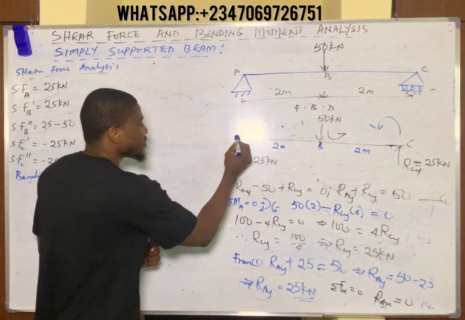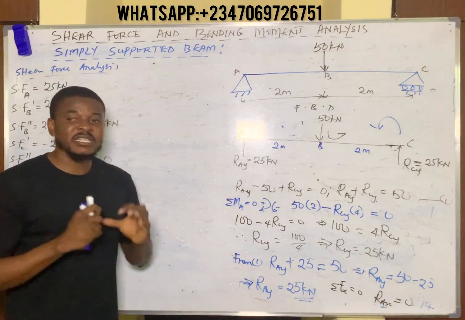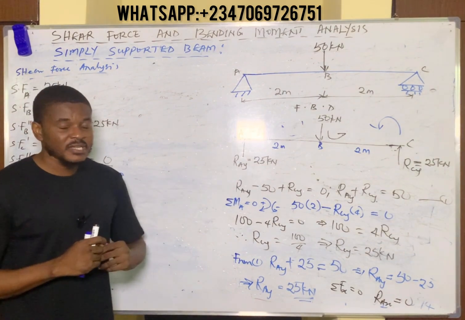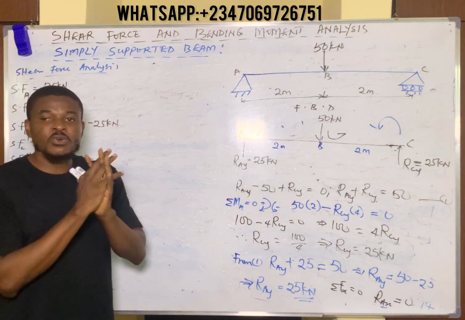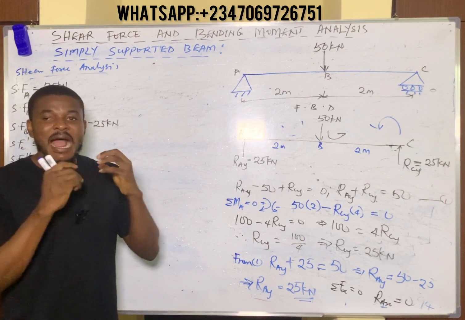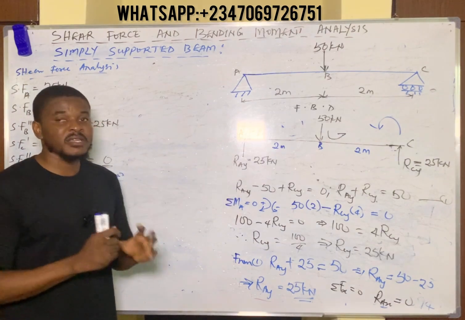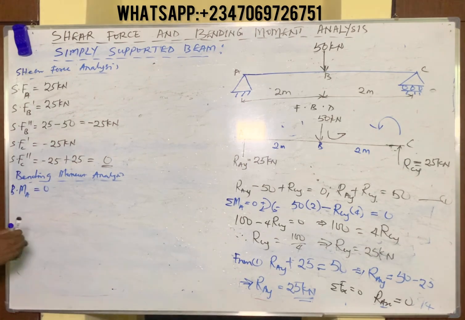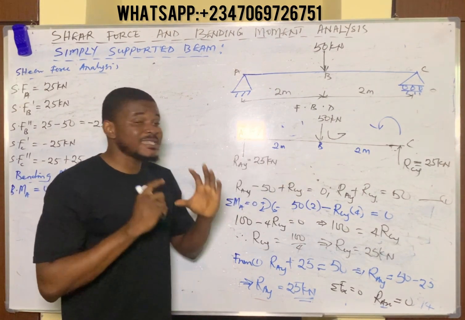So you start from where? Point A. Okay, the moment of this force about point A is automatically 0 because there is no distance between this force and point A. The 25 kilonewtons force is already at point A, no distance to point A, therefore its distance is 0, and moment is force times distance. Since the distance is 0, the moment of this force about point A becomes 0. So the bending moment at point A is automatically what? 0. You keep it.